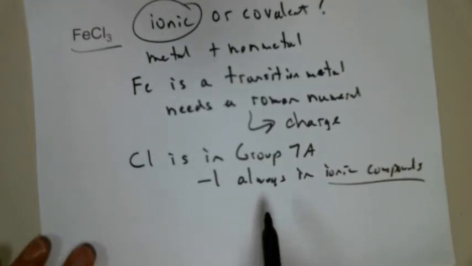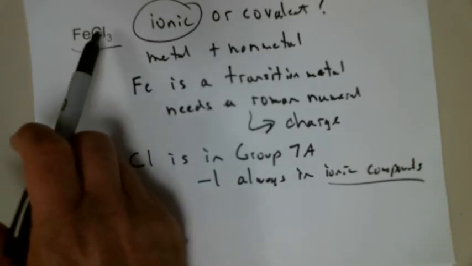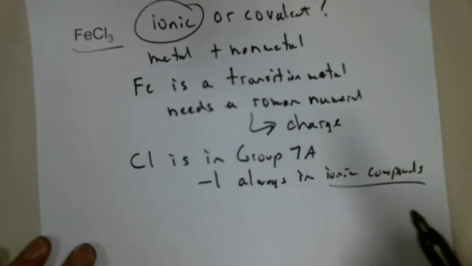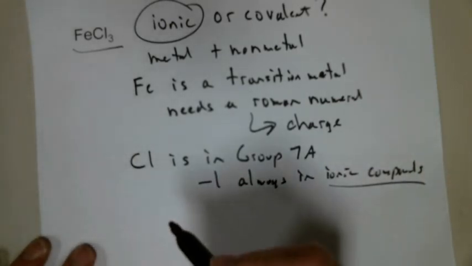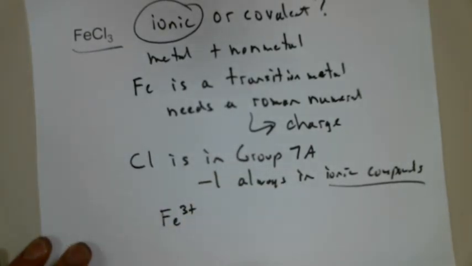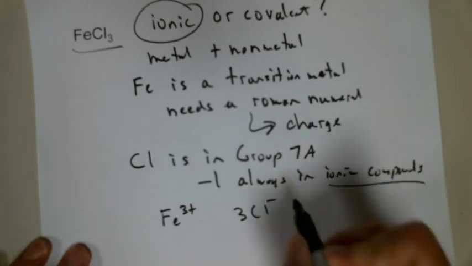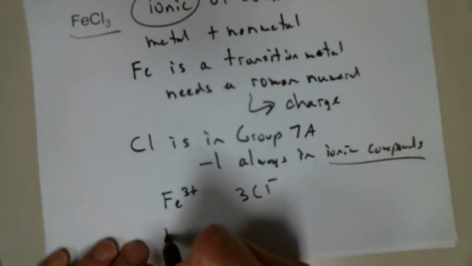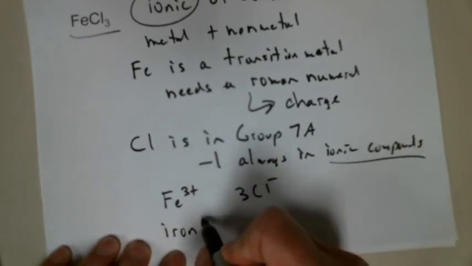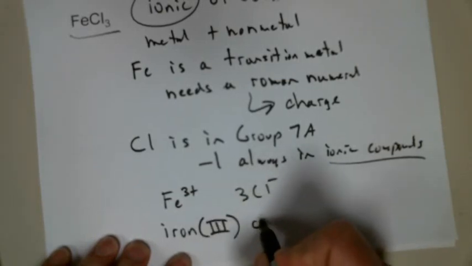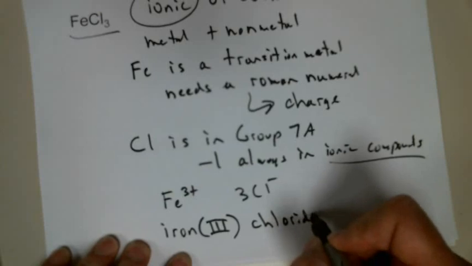So if chlorine is -1, what does iron have to be to make this thing? There's no charge indicated. There are 3 chlorides that are -1. Does it make sense to you that iron has to be +3? Because you've got 3 chlorides. That's what that compound is. So the name for it is iron, and then we indicate that +3 with a Roman numeral III, and then chloride.